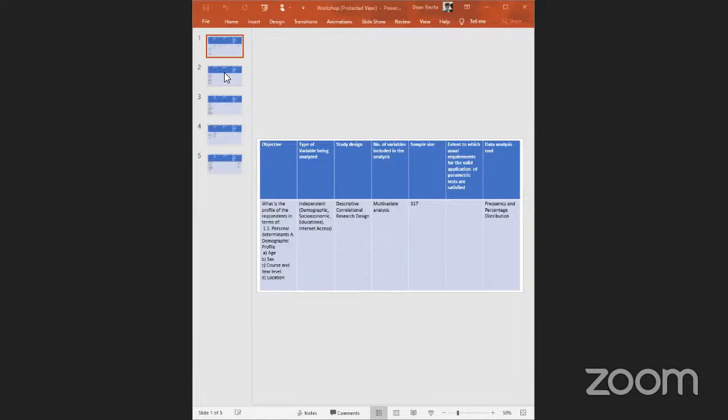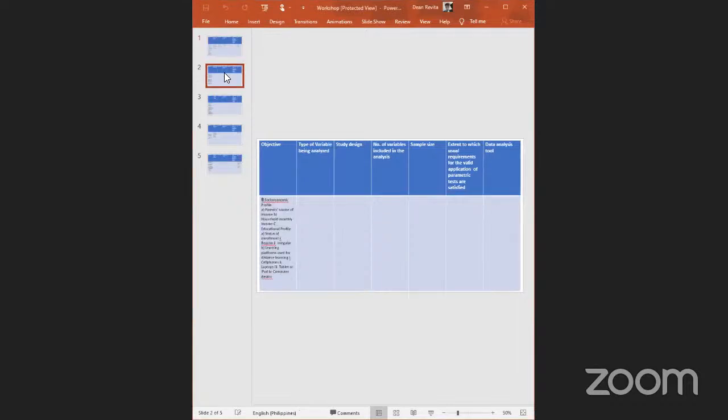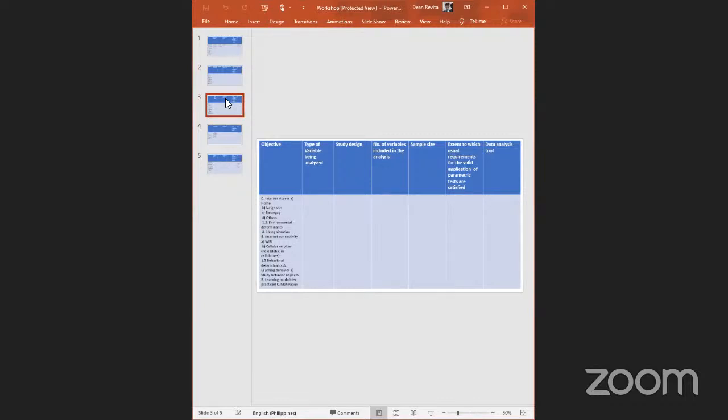Ganon din po siya sa socioeconomic part po niya and sa educational profile po. Ganun pa rin po percentage and frequency distribution. Pero pati rin po sa internet access nila at sa behavioral determinants po nila.